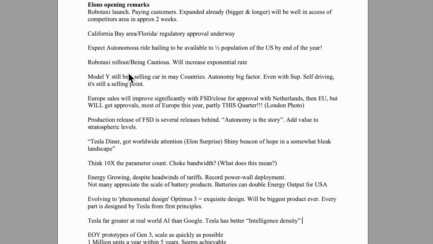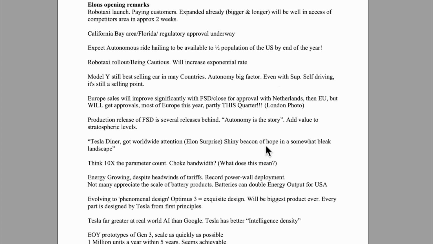The Model Y is also still the best-selling car in many countries. Autonomy is a big factor to that, even with supervised self-driving. A lot of people don't even know that Teslas can come with self-driving software, do they? But plenty of people are picking up on it, and it's still a selling point.